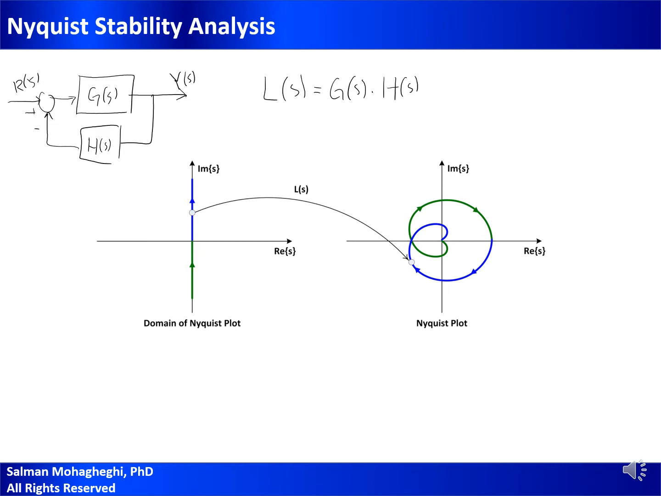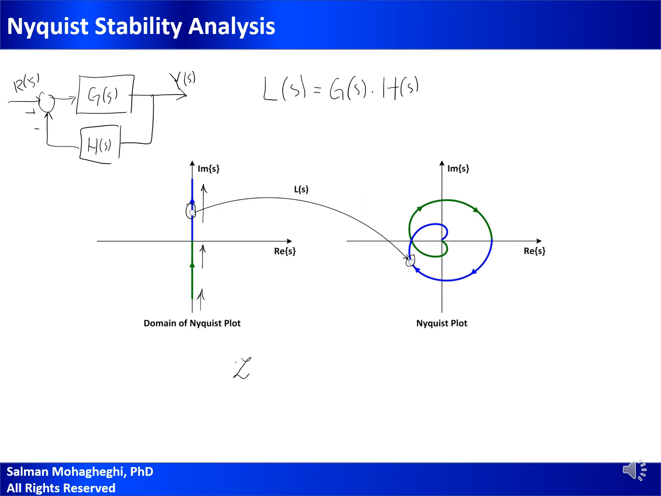Then I move along the j omega axis from very large negative frequencies all the way to 0, all the way to very large positive frequencies. For each particular frequency, I find L(j omega) and plot it in the complex domain. I find the magnitude and phase angle of L(j omega), and the corresponding point. By connecting these points together, I get a closed loop plot, which is my Nyquist plot.